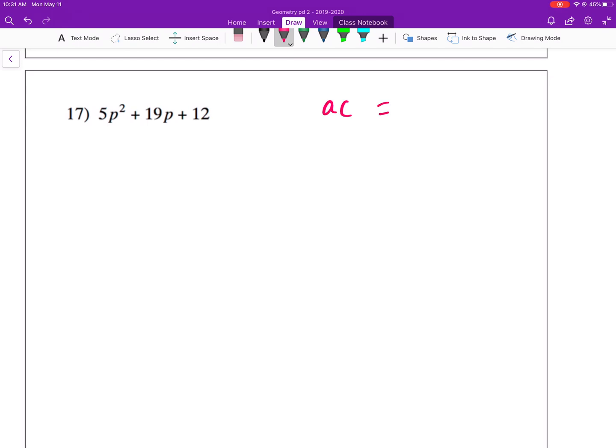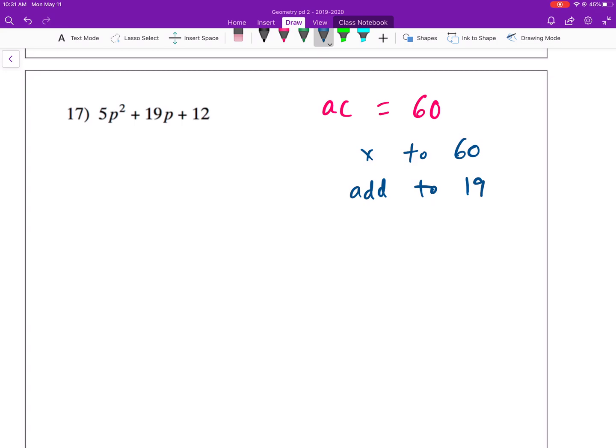Alright, 5 times 12. What is 5 times 12? 60. So we need factors that multiply to 60 and add to 19.